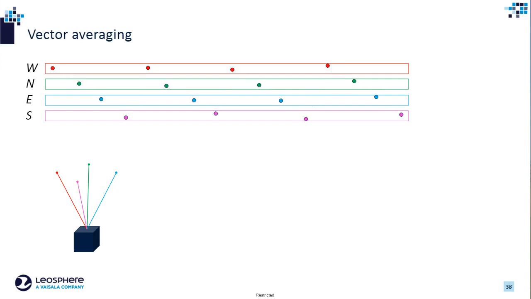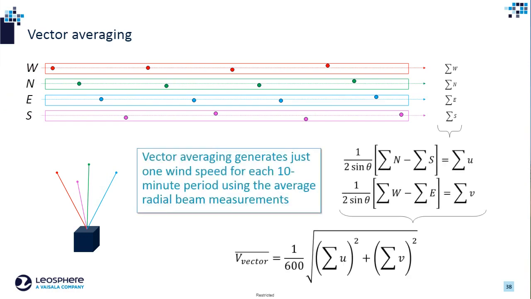With the exact same data, the same measurements, we don't generate new wind speed measurements every second, like in scalar averaging. We wait until the end of the 10-minute period, and we average together the radial measurements along each cardinal direction and combine them again a little differently, north, south, west, east. In vector averaging, we generate just one wind speed for each 10-minute period using the average radial beam measurements.